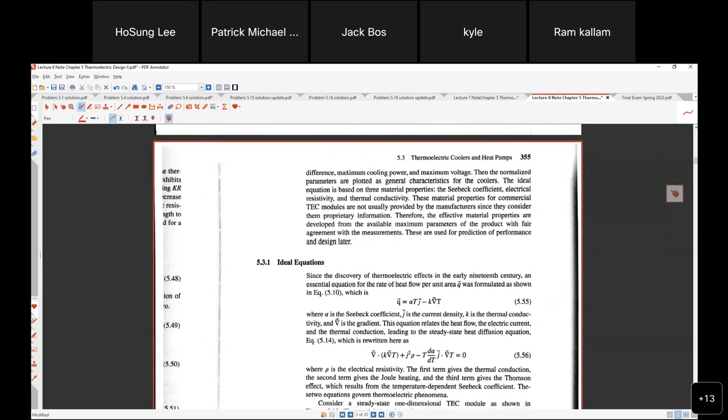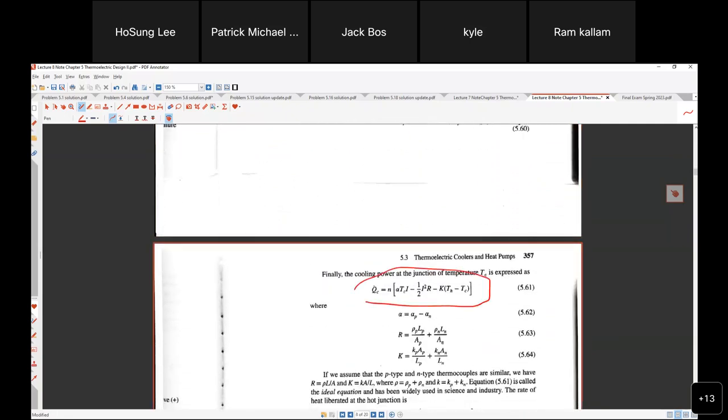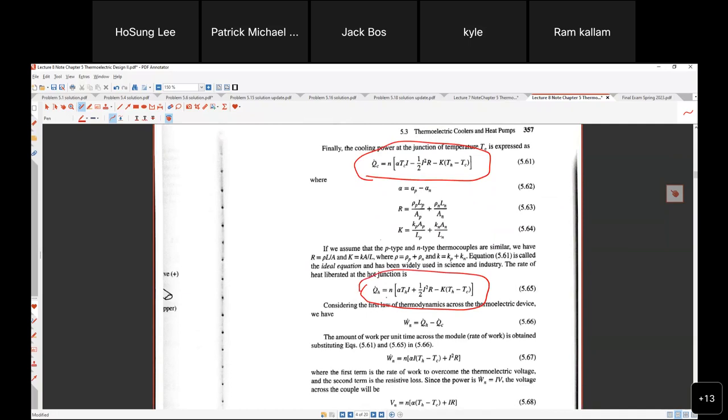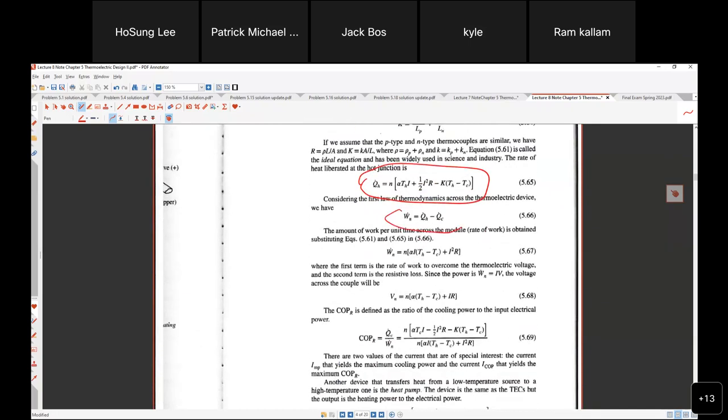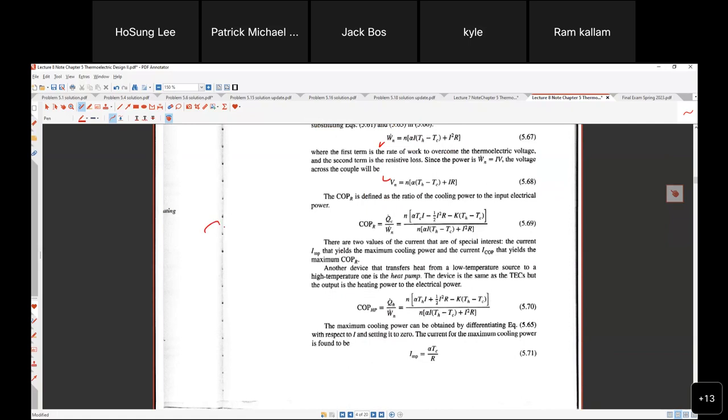So again, we have ideal equations, cooling power, and heat dissipation, the first law, power, voltage, now COP. Professor, is the R, is that the R load or? Refrigerator. No, I mean the R in the equation. That is the internal R. Okay, internal. Yeah, internal. So we have many R's.